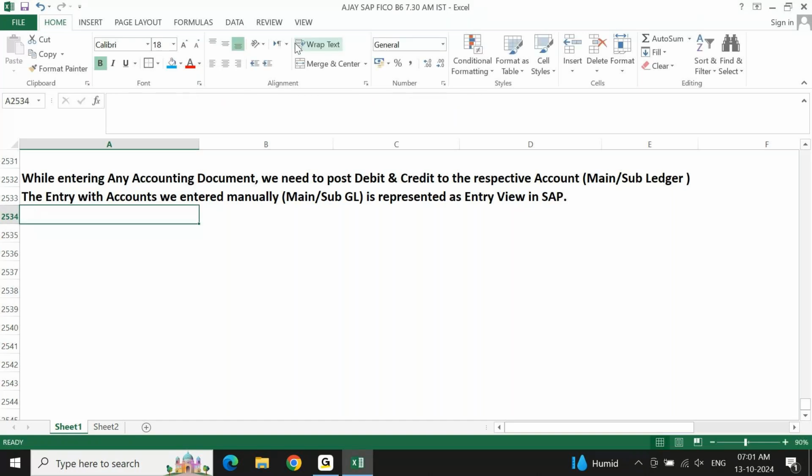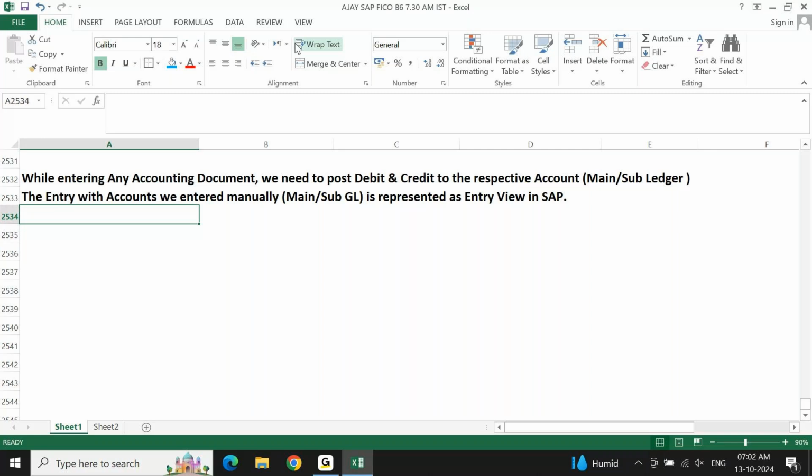If you remember on the top, we were talking about there are 3 views in ACC in S/4HANA system, 2 views in ACC for accounting document. What are those 2 views in ACC? Entry view and general ledger view. Entry view means data entry view.